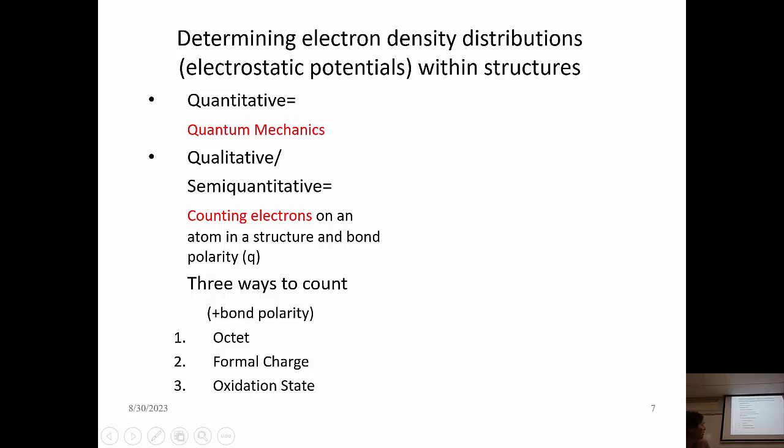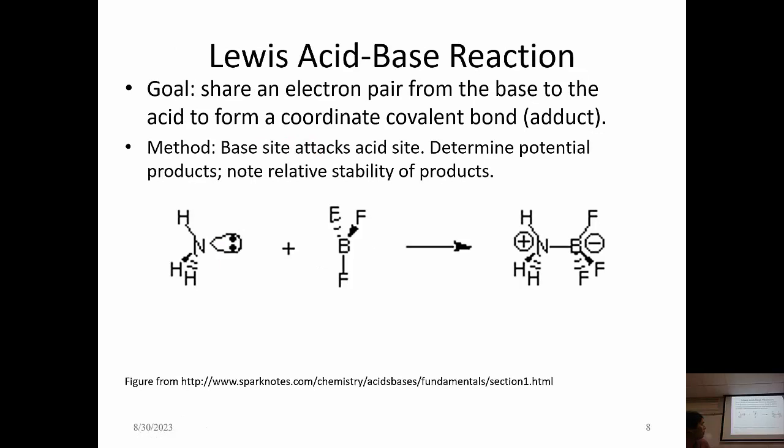So this is just going into more detail about what I just did there. For Lewis, there's no chart. This chart here that we have is for Bronsted. What do we do for Lewis? For Lewis, we have to analyze the structures. There's no getting around it. And so let's take a look at Lewis acid-base reactions next.